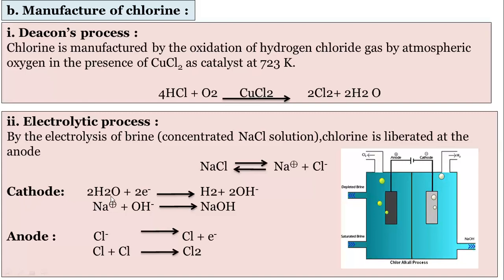So on the cathode, 2H2O molecules accept 2 electrons, and hydrogen gas is liberated. And on the anode, chlorine gas is liberated, remember. So this can be asked for 1 mark in the board examination: write the manufacturing of chlorine by using the electrolytic process.